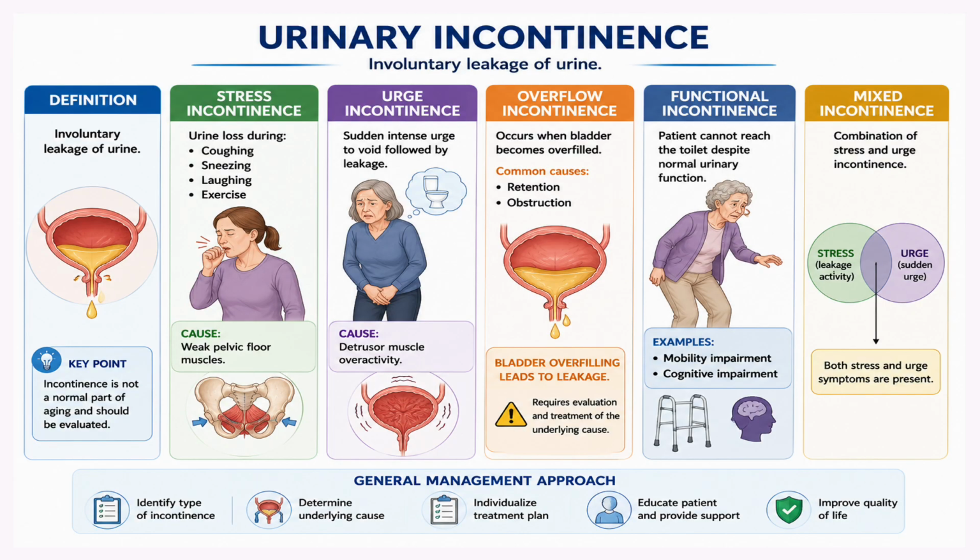Now, this image over here summarizes the different types of urinary incontinence. Please review it. Notice that each type has a different underlying cause. Understanding the cause is important because treatment varies significantly depending on the type of incontinence. For example, stress incontinence may improve with pelvic floor exercises, but urge incontinence often requires bladder training or medication, right? So it's extremely important to understand the difference between each type of incontinence.